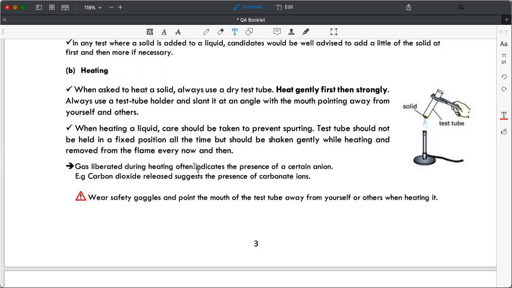Okay, now the color of the solution suggests the cation. This is the clue. Color of solution or solid suggests the identity of the cation.